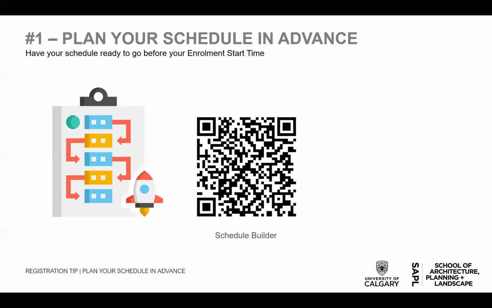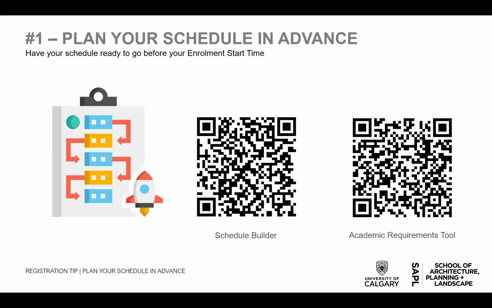The QR code in the middle takes you to information on Schedule Builder, a visual tool that you can use to plan your schedule in advance. On the right, you'll find the QR code on how to use the Academic Requirements tool, which can give you an assessment of what courses you finished and what you'll still need.